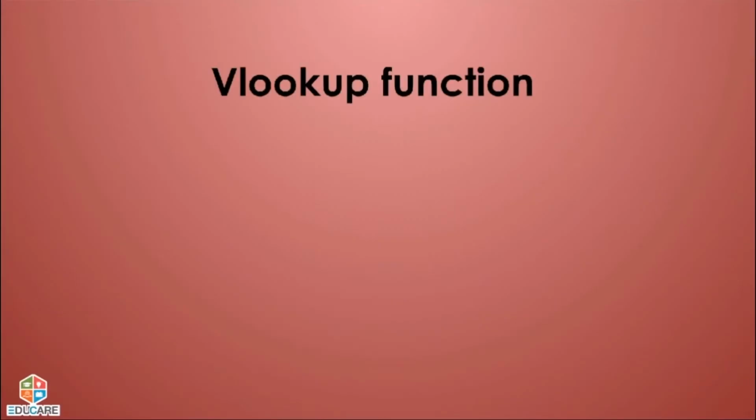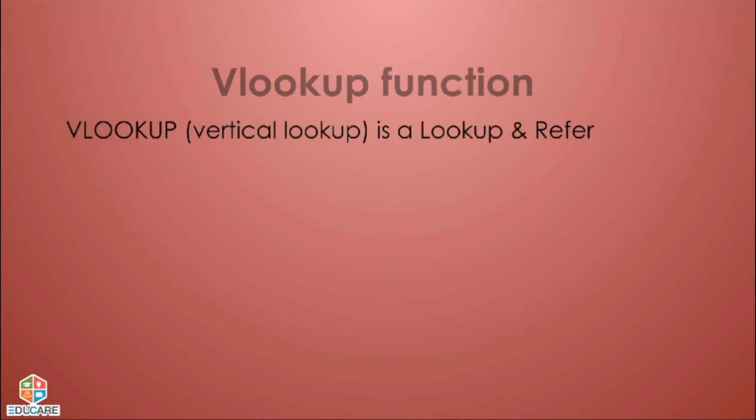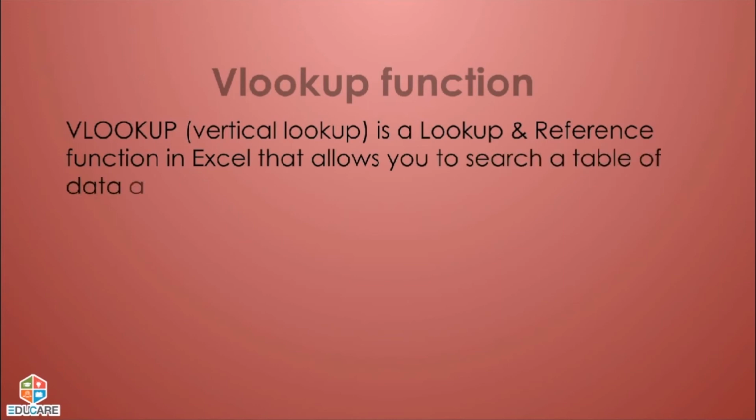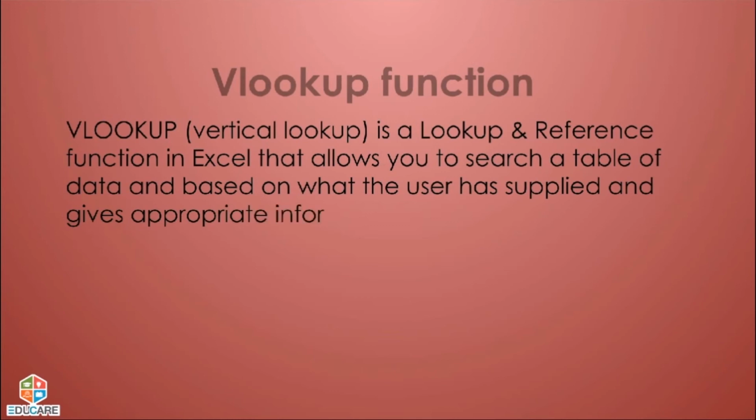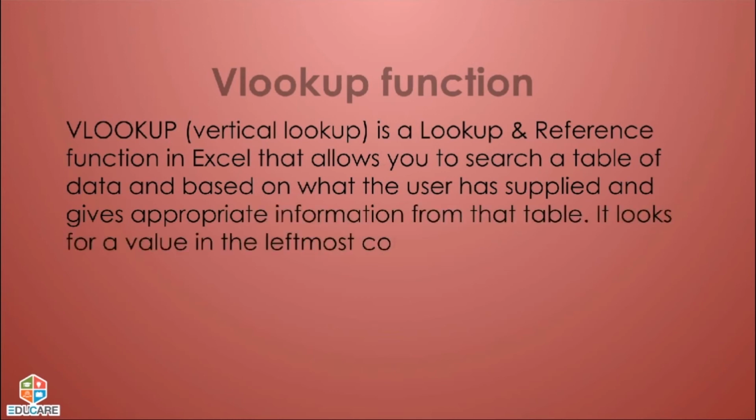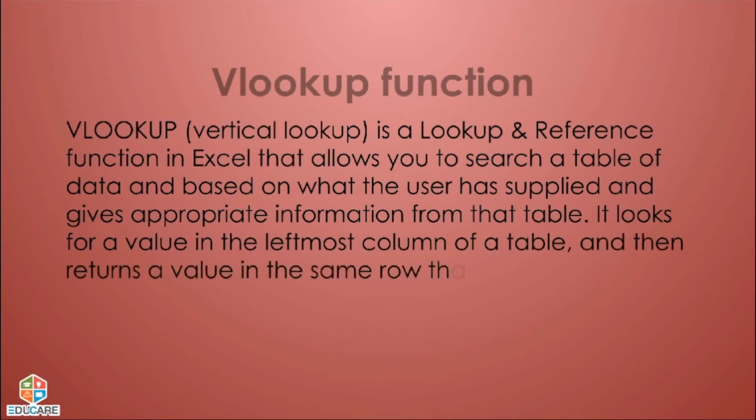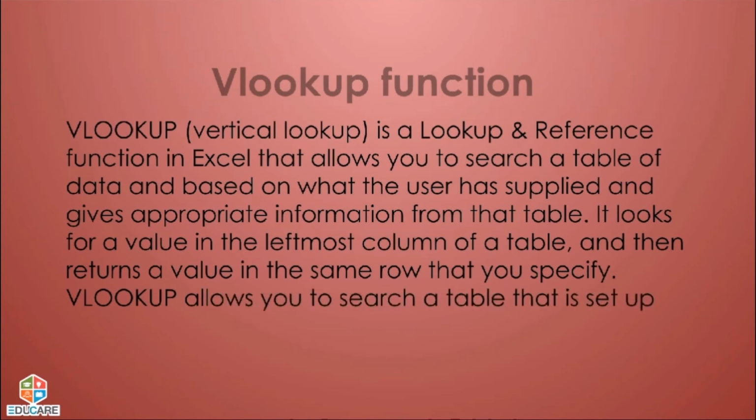VLOOKUP function. VLOOKUP, or vertical lookup, is a lookup and reference function in Excel that allows you to search a table of data and, based on what the user has supplied, gives appropriate information from that table. It looks for a value in the leftmost column of a table and then returns a value in the same row that you specify. VLOOKUP allows you to search a table that is set up vertically.